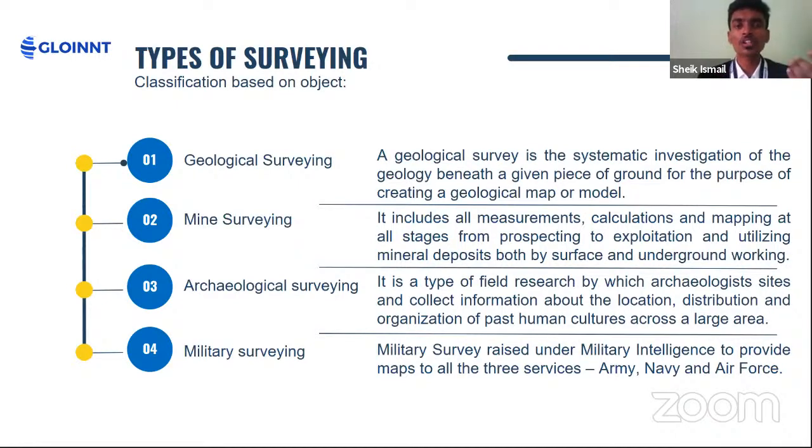When it comes to archaeological surveying, it's a type of survey that deals with the archaeological research field: the distribution of human cultures, the organization and beginning of human culture all over the world, the organization of past human cultures across a large area, and the migration of people from one place to another over decades.